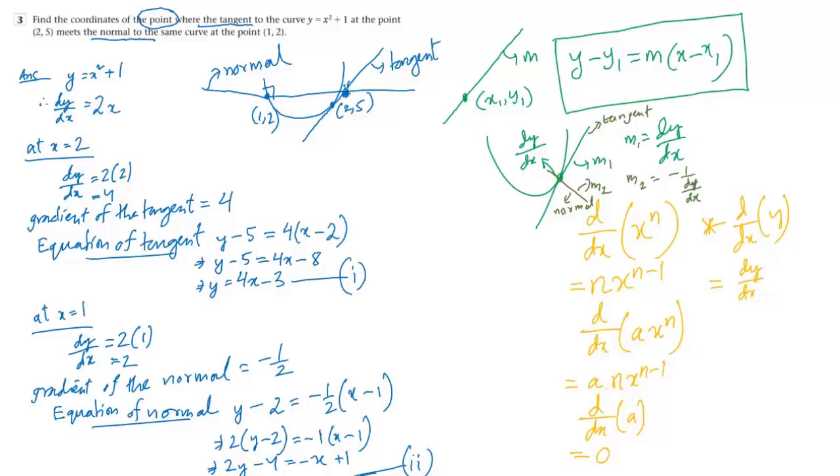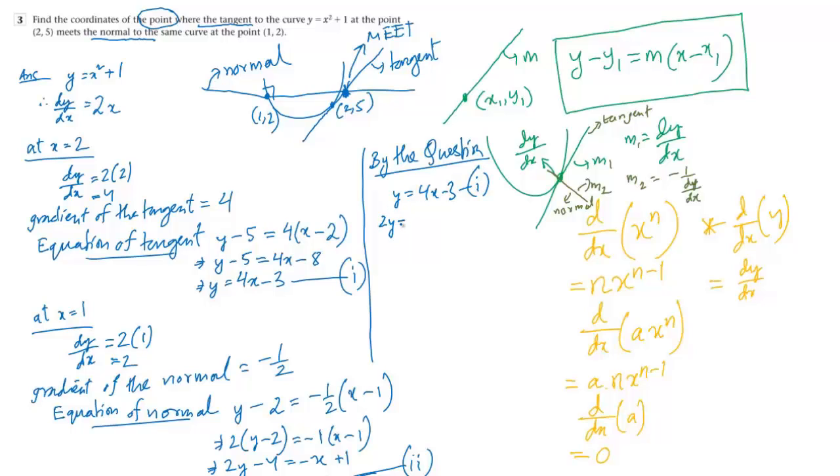Let's find the point of intersection of the two lines. This is where the two lines meet. So the point of intersection is solving the simultaneous equations. So by the question, equation 1 is y equals 4x minus 3. So this is equation 1.